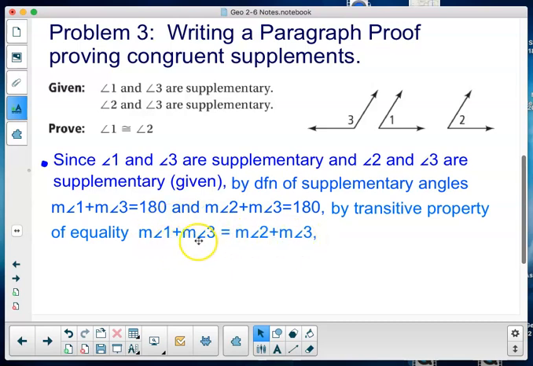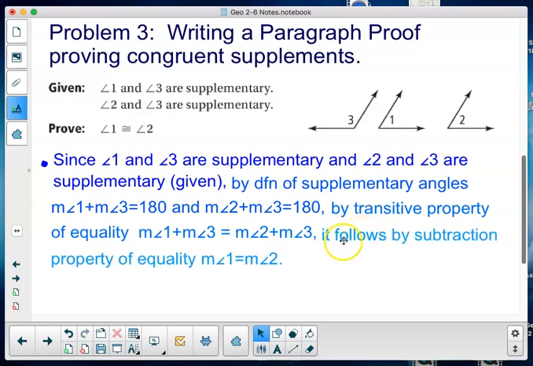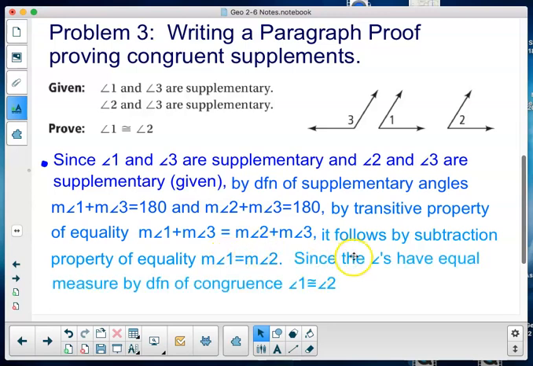But when I do this, I know that the measure of angle 3 and the measure of angle 3 are the same. So I'm really saying here that the measures of angle 1 and angle 2 are equal by the subtraction property of equality if I subtract angle 3 from both sides. And now, because the measures are equal, I can use the definition of congruence to show you that angle 1 is congruent to angle 2, and that's what I was asked to prove.